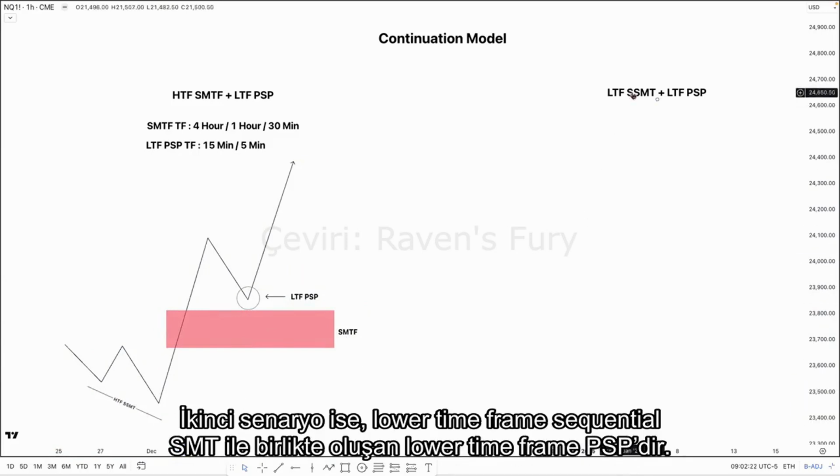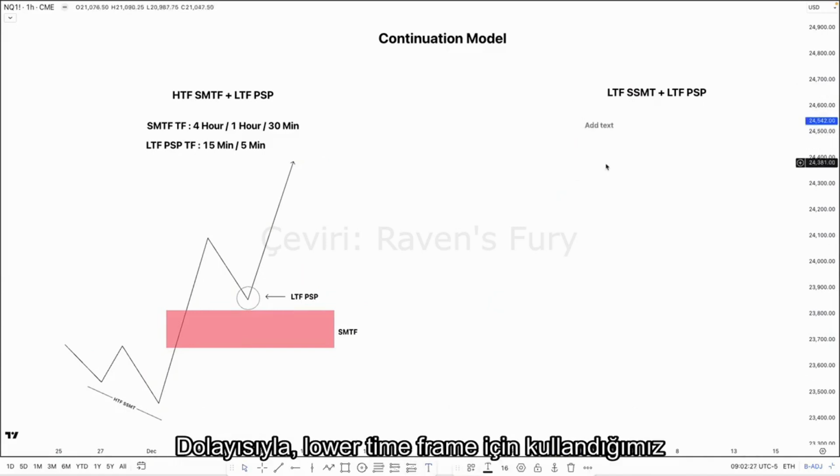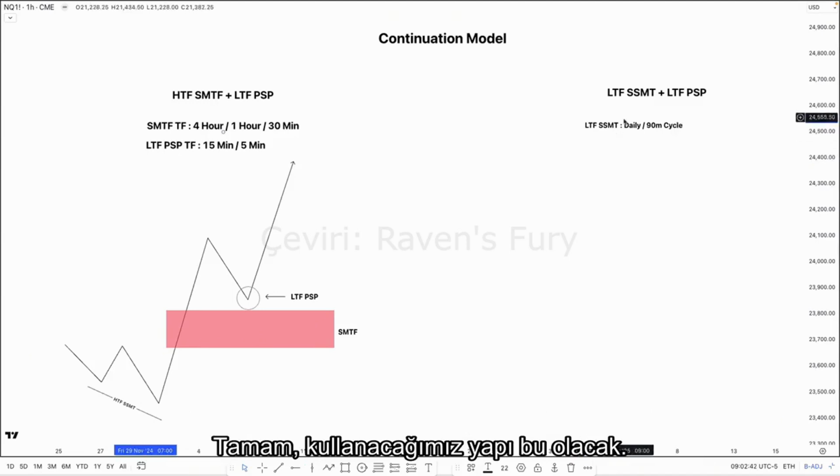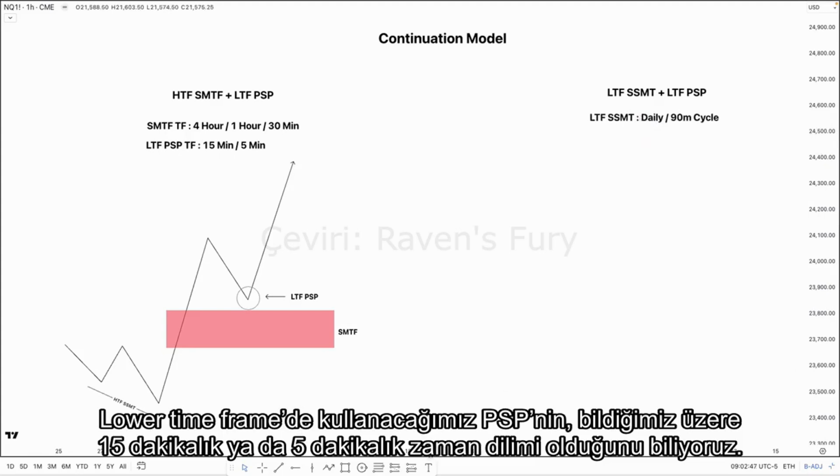Scenario 2 is a lower time frame sequential SMT paired with a lower time frame precision swing point. So we know that our lower time frame sequential SMT, the time frames we'll be using, or the cycles we'll be using, is the daily cycle or the 90-minute cycle. Okay, this is what we'll be using. The lower time frame PSP we know is the 15-minute or the 5-minute time frame.